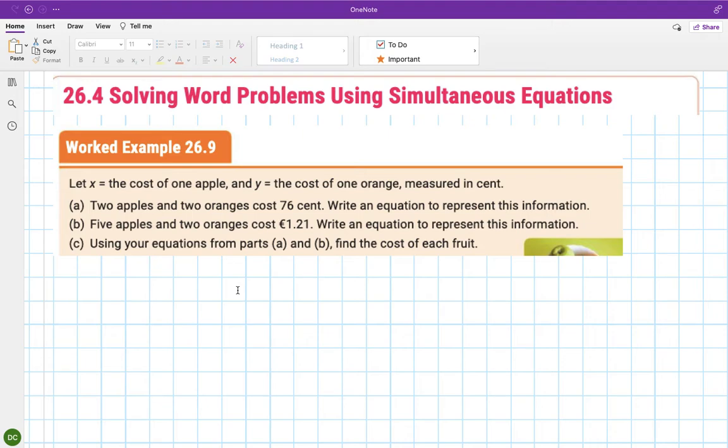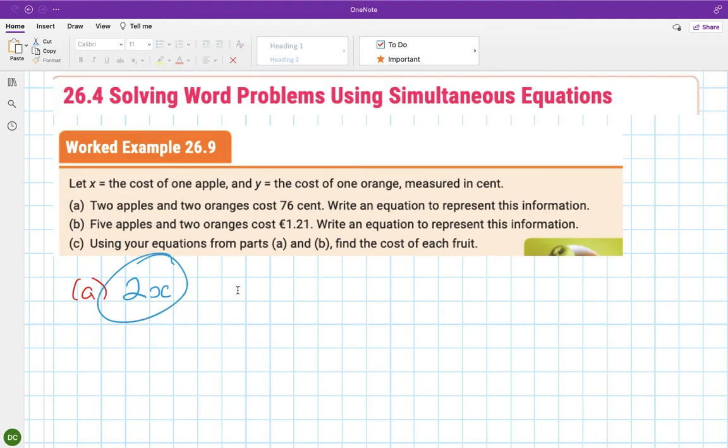Okay, so x is going to be the cost of 1 apple, and y is going to be the cost of 1 orange, and x and y are measured in cents. And 2 apples and 2 oranges cost 76 cents, and we need to write an equation for that. So we have 2 apples costing x cent per apple. So if each apple was 10 cent, for example, to work out the price of 2, you would do 2 multiplied by 10 cent. You'd say 20 cent. So that's why I'm using multiplication.